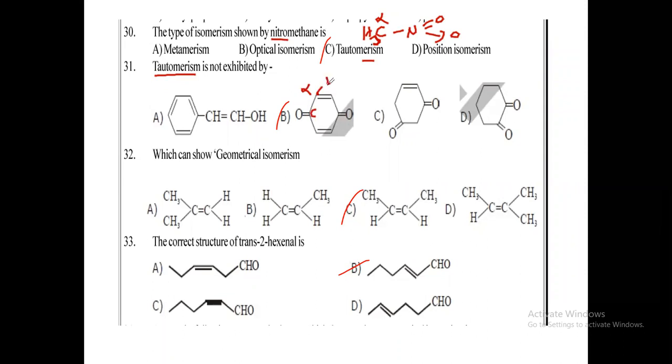Here alpha hydrogen is there, but this alpha hydrogen is not labile. That means this alpha hydrogen cannot be transferred from alpha carbon to oxygen. This hydrogen is not transferable. The hydrogen which is directly attached to the double bonded carbon, the sp2 carbon, cannot be transferred.